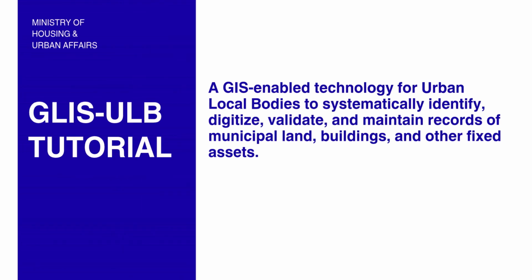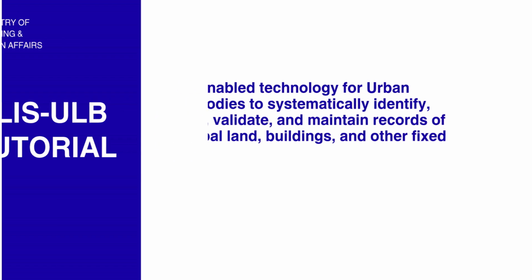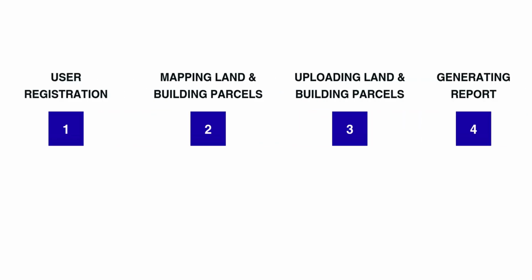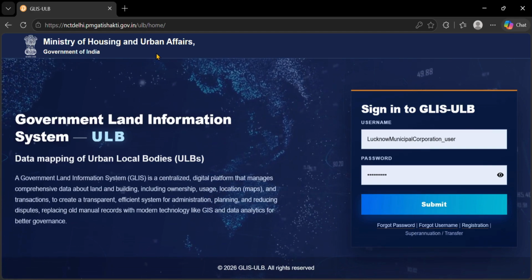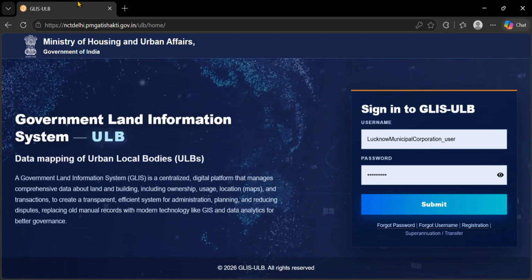Welcome to the GLIS ULB tutorial, a GIS technology-enabled platform to create an asset register which captures, digitizes, validates, and maintains land, building, and some other fixed assets data for ULB. This video will walk you through the complete process from user registration to mapping land parcels to uploading building assets and generating reports.